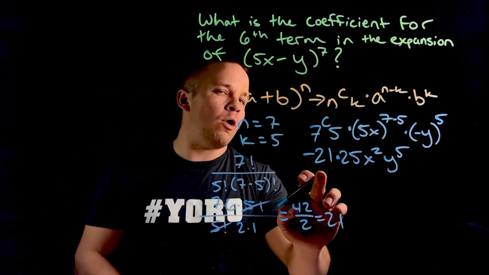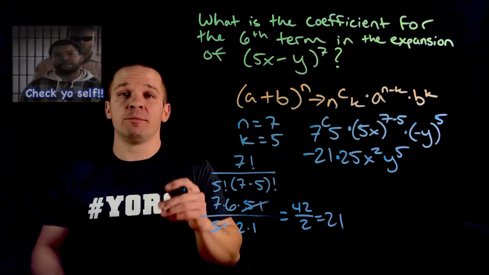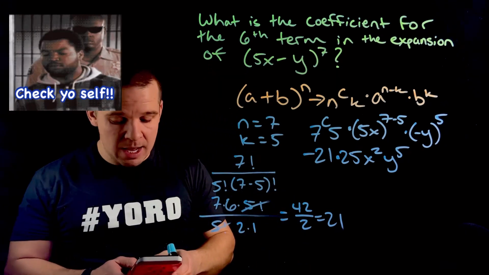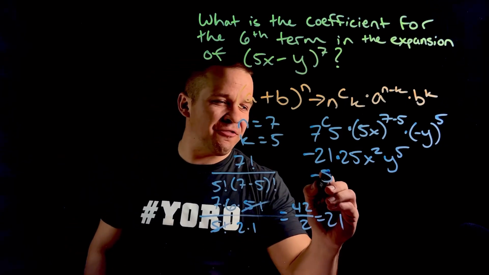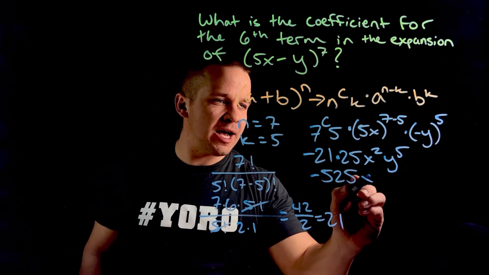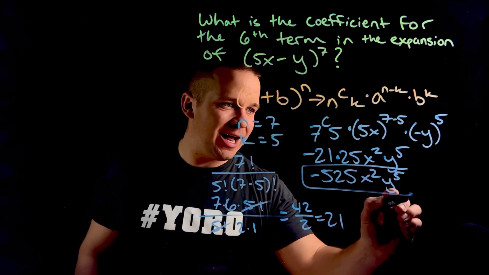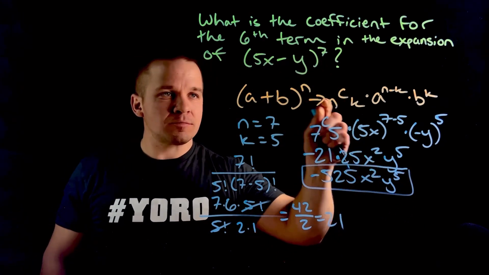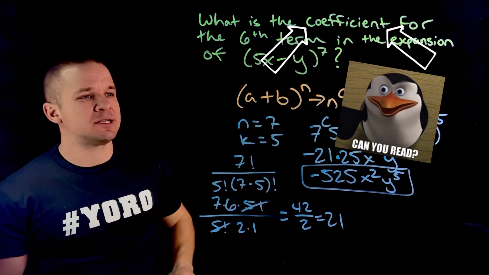So now I have 21 times 25. What's that? I'm going to double check it real quick, I don't want to mess up. 525. So we got negative 525 x squared y to the 5th. There is my 6th term of this binomial expanded.